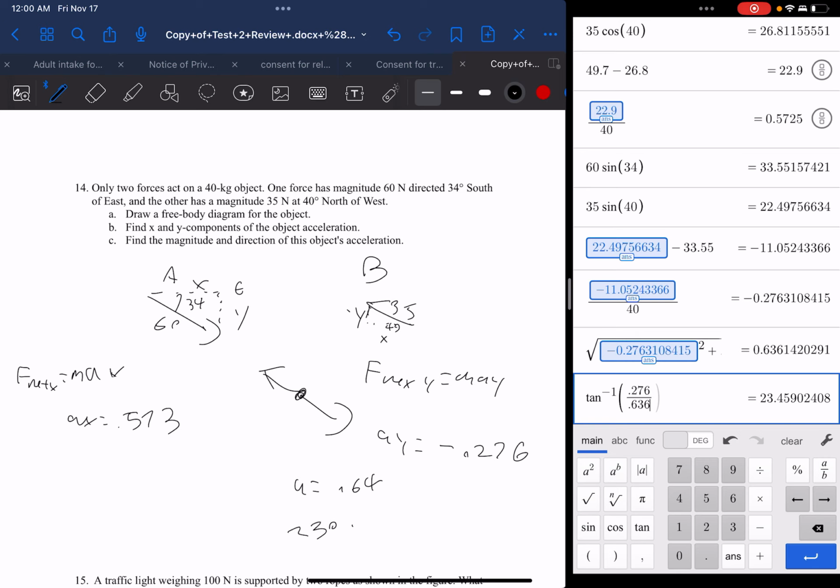Negative y, positive x. So we're going south and to the right, which is southeast. So 23 degrees south of east, or southeast.